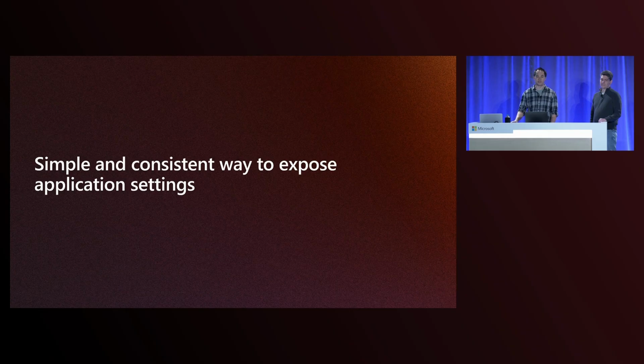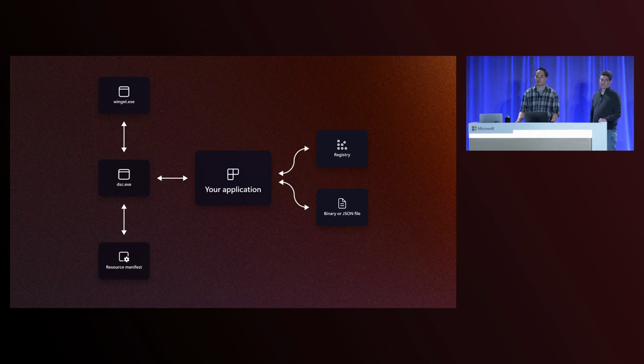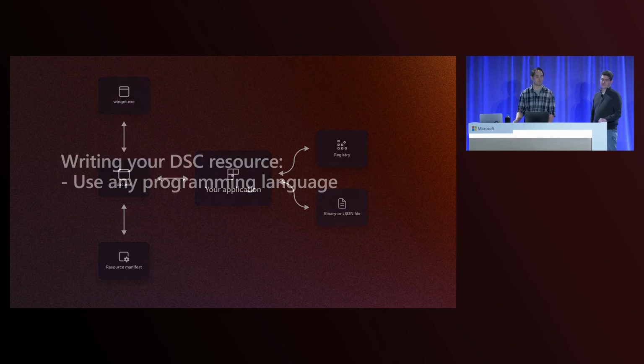The first one is really, DSC is simply a way to make it so you can consistently expose your settings from your applications. So this diagram shows your application, or it could be a service, in the middle. And historically, you probably have it stored in the registry, maybe in a text file, JSON file, maybe in a database. It doesn't really matter. On the left side, you see, using WinGet, it discovers DSC. And then DSC uses this thing called a resource manifest to find your settings. And we'll talk more in detail what that looks like later.